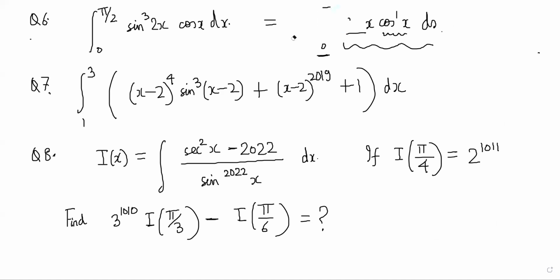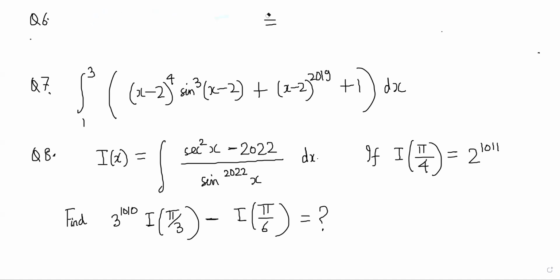The answer for the seventh one is 2021 by 1010. The answer for the seventh one, I'm not sure. I'll have to do it and see. The first part can be 0 using King's property. You can apply that property.